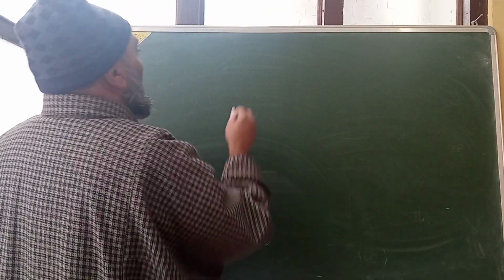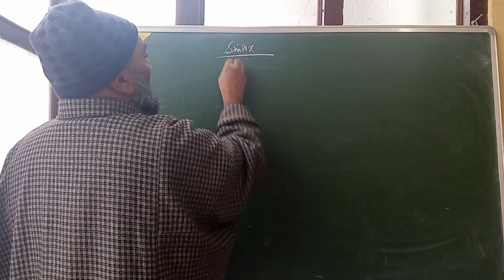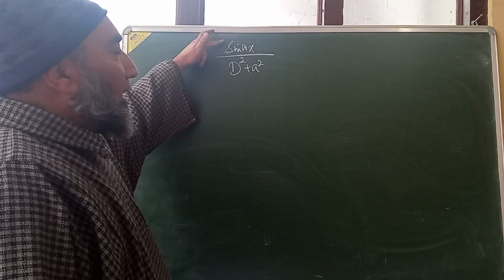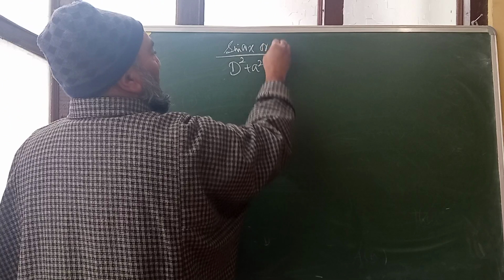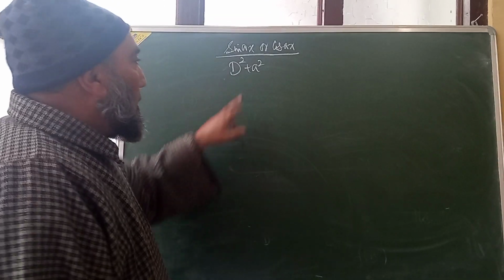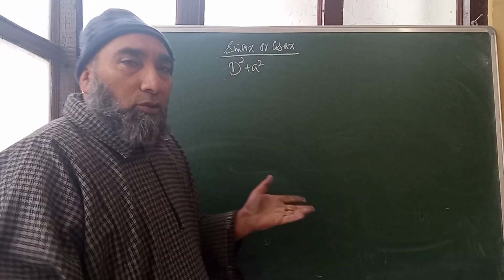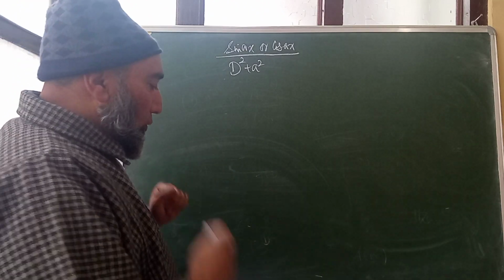Now, case of failure. You have sine ax upon D square plus a square. For sine ax or cos ax, you have to replace D square by minus a square. So minus a square plus a square will be 0. So what to do? See what to do.